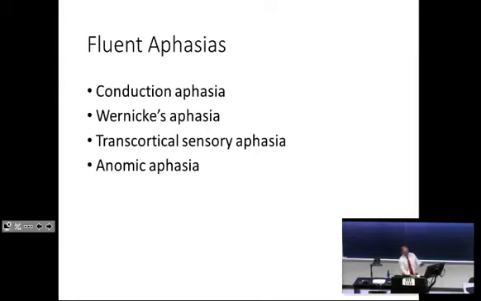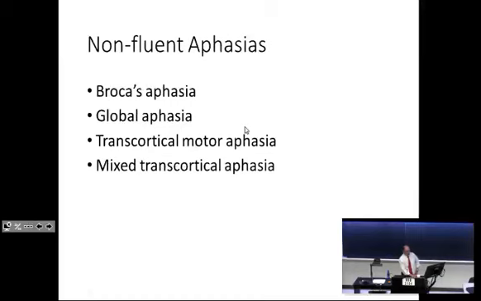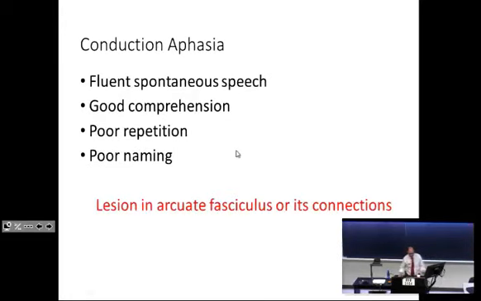All right, and there are 4 fluent aphasias that I'm going to show you: conduction aphasia, Wernicke's aphasia. We'll talk about transcortical sensory aphasia and anomic aphasia. The non-fluent aphasias are Broca's, global, transcortical motor, and mixed transcortical. So I want to show you a video of conduction aphasia.